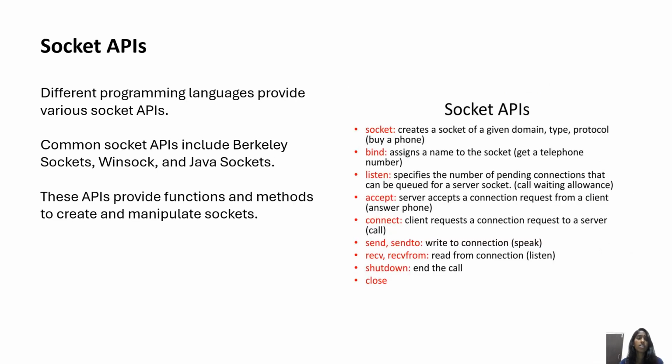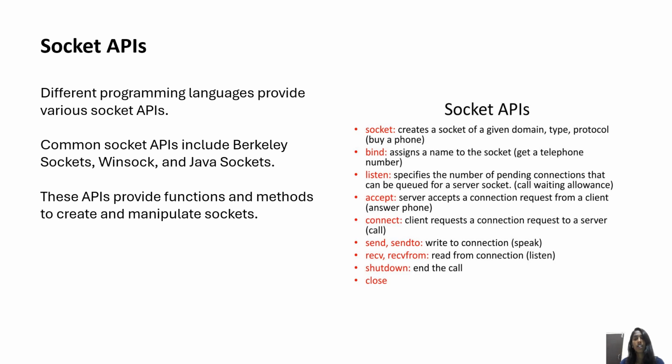Different programming languages provide various socket APIs. Common socket APIs include Berkeley sockets, WinSock, and Java sockets. These APIs provide functions and methods to create and manipulate sockets. Socket creates a socket of a given domain and type, like buying a phone. Bind assigns a name to the socket, like getting a telephone number.